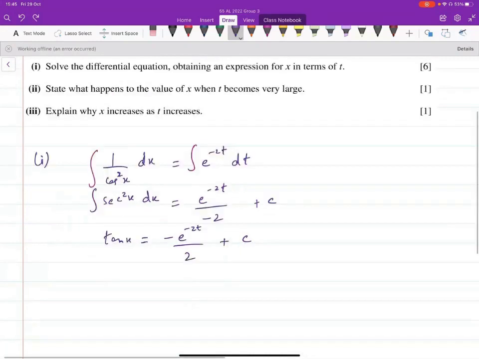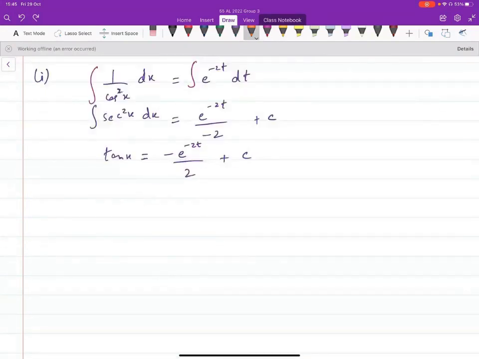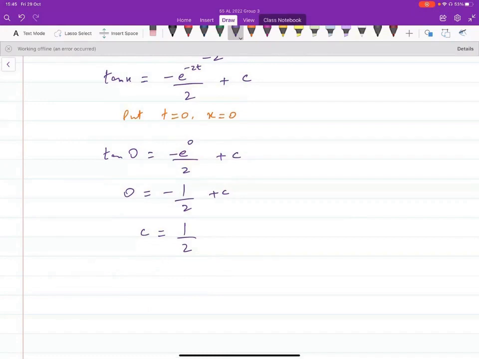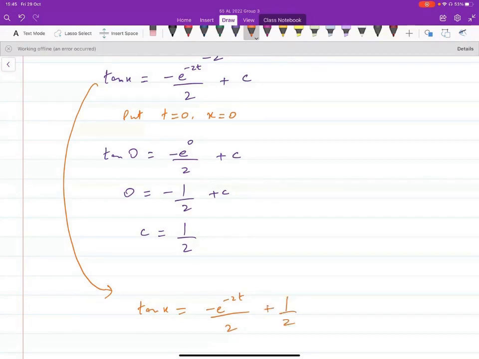Now you input those values here. You put t equals 0 and x equals 0. When both of them are 0, we get tan of 0 equals minus e raised to power 0 divided by 2 plus c. Tan of 0 is 0. E raised to power 0 is 1, so that's minus 1 over 2 plus c. C turns out to be 1 over 2. C की value आ गई. You input that back in that equation, and you get tan x equals minus e raised to power minus 2t divided by 2 plus 1 over 2.